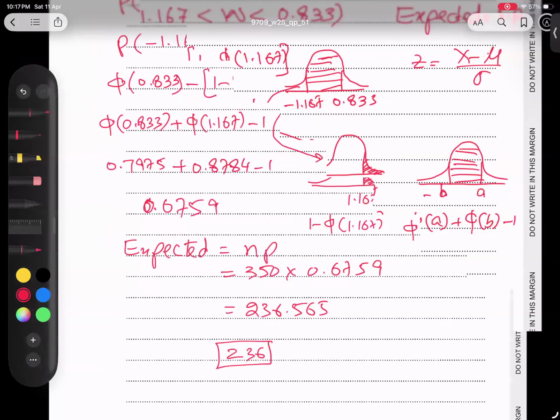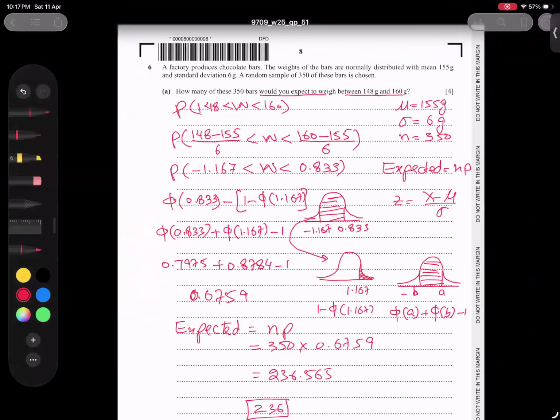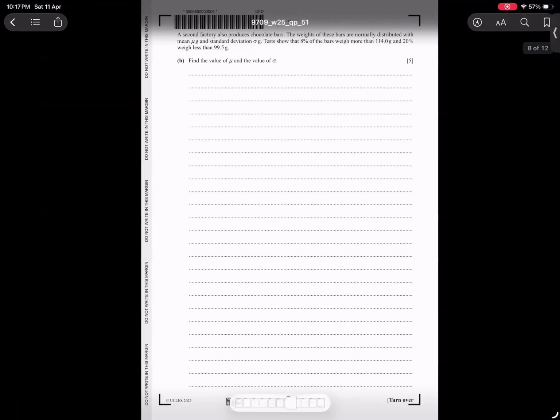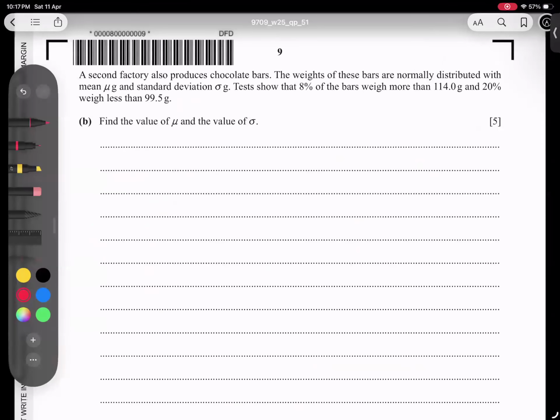So I think the point is very clear. We have done the first part and let's go for part number two. The second part is: the second factory also produces chocolate bars and the weight of these bars is normally distributed. So this is a hint, from the wording we can understand the topic is normal distribution. The mean is mu and the deviation is unknown, and 8%.